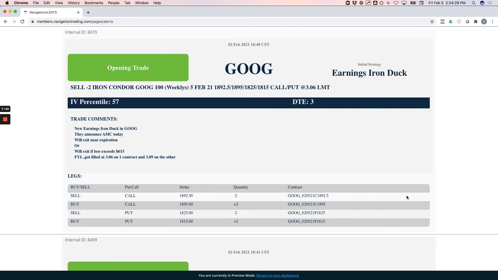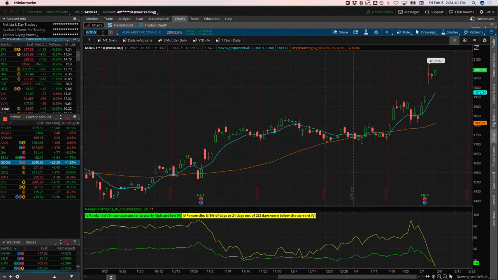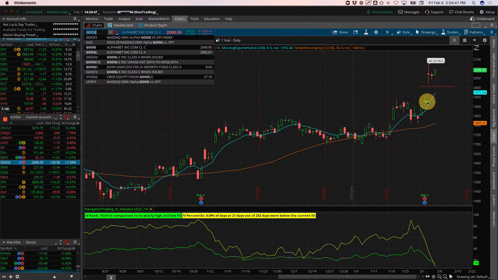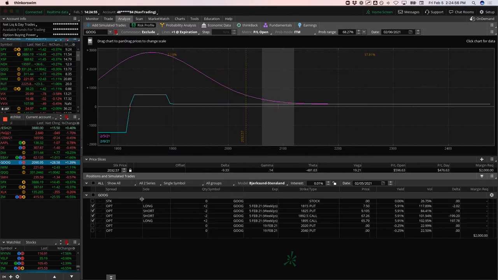Goog, we also did an earnings iron duck same day, right before earnings. On this one, we had a max profit of 615. Now, Google exploded after earnings. This is where it closed before earnings, and this is the expected move after earnings, and you can see it opened above the expected move. So if we take a look at the duck, you can see it's way up the duck beak.